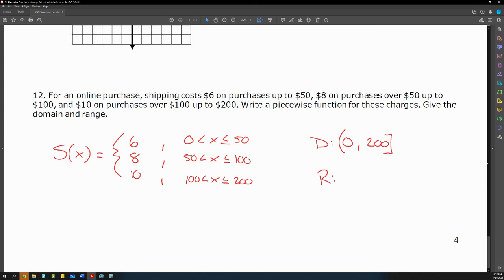Our range, so this is going to be all of the shipping costs, all of those y values that we would get. Well, we're only paying these flat rates of 6, 8, and 10. So our range is just the set of 6, 8, and 10. This is not an interval. It's simply these discrete values, 6, 8, and 10, because we're not spending anything in between.